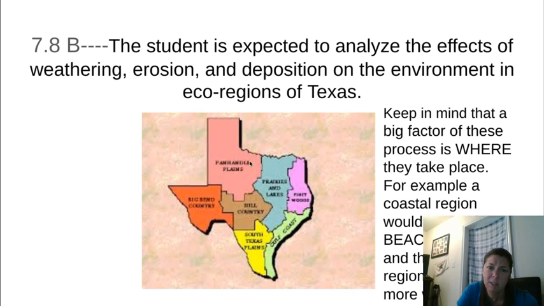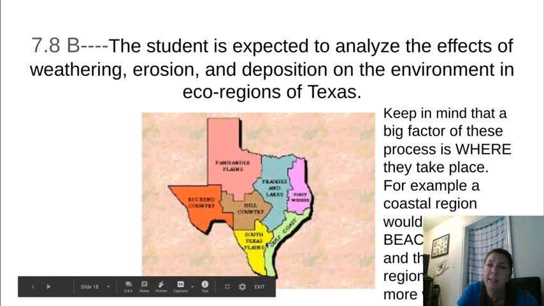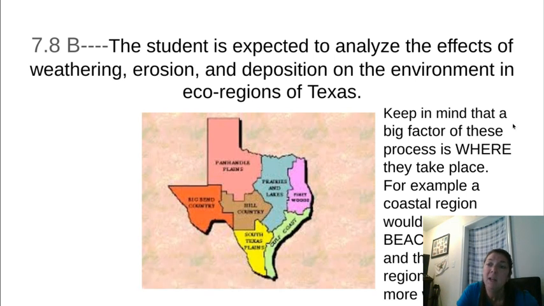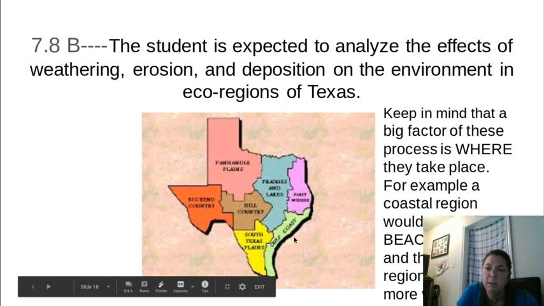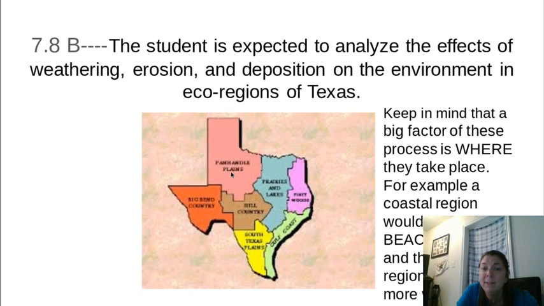As we talked about those regions at the beginning of this lesson, keep in mind that the big factor of these processes is where they take place. So again, if you're on the coastal region, you're obviously going to have more beach erosion down here versus if you're up here in the Panhandle, which is a plains area where you typically probably have more wind erosion. Up here in the Panhandle, they also tend to have a lot more ice, so they'll have a lot more frost action going on that will slowly break their rocks down. So again, it depends on where you are in the state of Texas and how this land is affected.